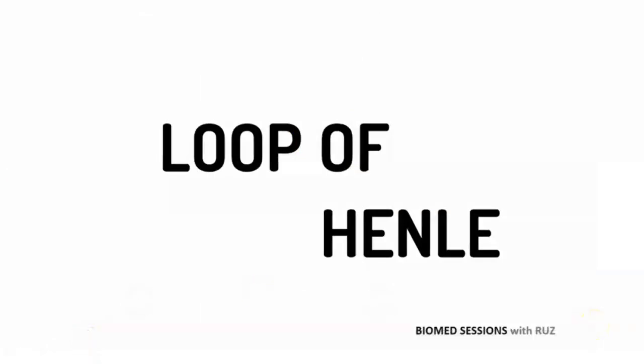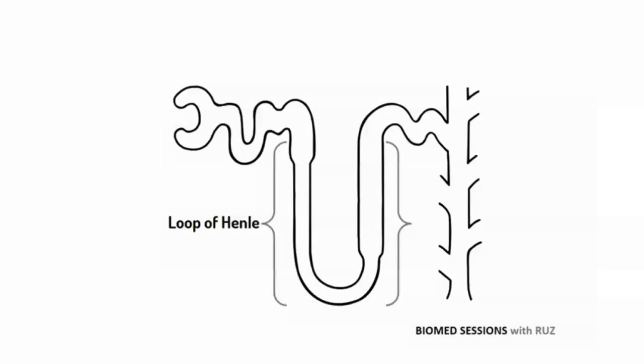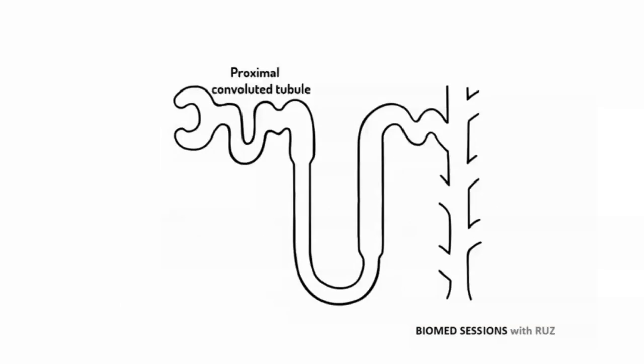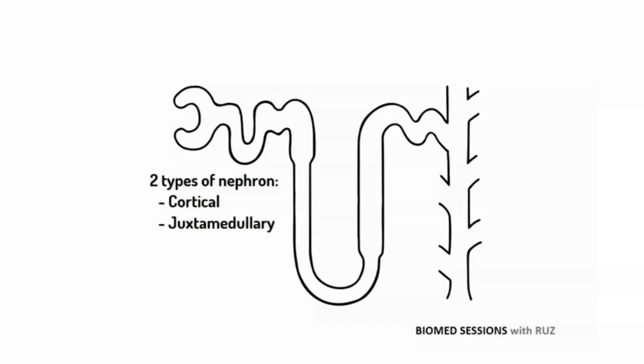Welcome to Biomed Sessions with me, Ruse. Today we're going to be discussing the loop of Henle and the way it helps to concentrate urine in the kidneys. The loop of Henle is found between the proximal convoluted tubule and the distal convoluted tubule in the nephron. There are actually two types of nephron in the kidney, cortical and juxtamedullary. This happens to be a juxtamedullary nephron because of its long loop of Henle and the fact that it dips down into the medulla of the kidney. This type is well suited to the role of helping to concentrate urine.